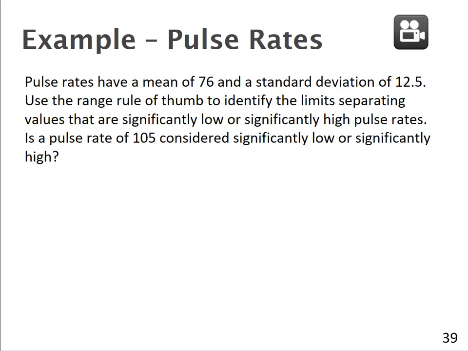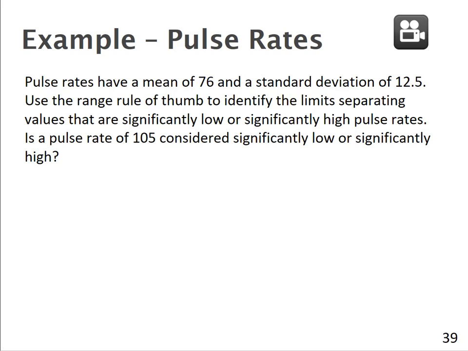Pulse rates have a mean of 76 and a standard deviation of 12.5. Use the range rule of thumb to identify the limit separating values that are significantly low or significantly high pulse rates. Is a pulse rate of 105 considered significantly low or significantly high? So this problem mentions the range rule of thumb. You might remember from a couple of slides ago, you've seen this definition before. So let's go ahead and write it out so we have it.